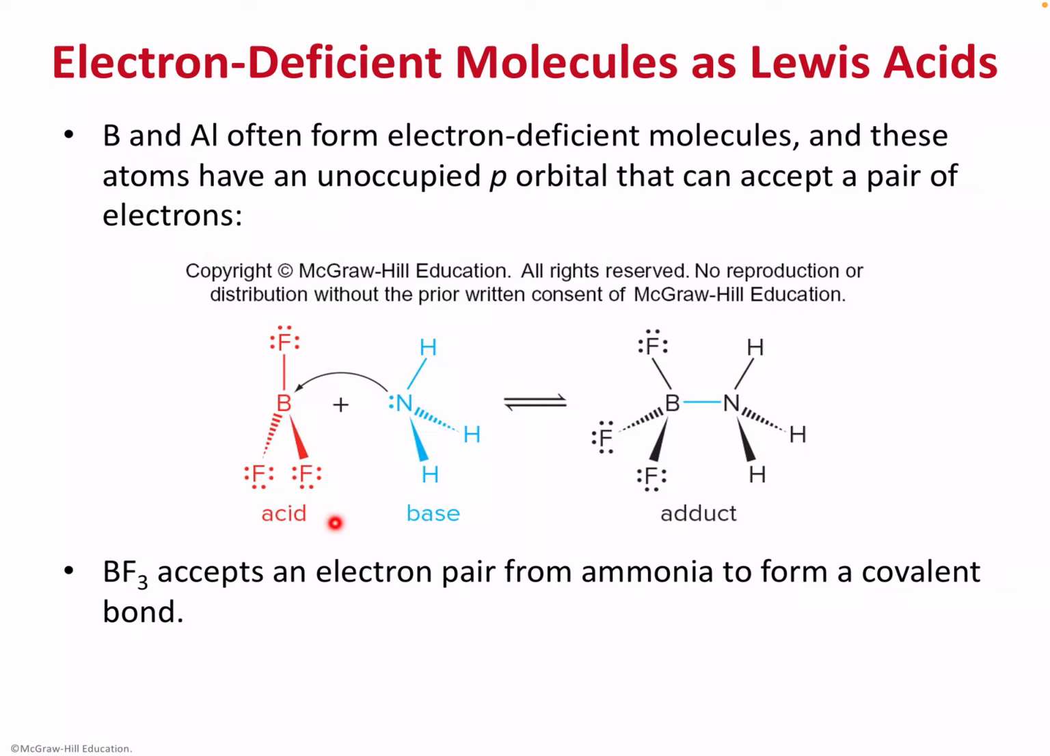Here you can see BF3, boron trifluoride, is going to be your acid, and the base is going to be ammonia with a lone pair. The base gives its lone pair of electrons to boron. Boron has a vacant, unoccupied p orbital, so it can accept these 2 electrons and form a covalent bond, and we call the product an adduct. So the base is ammonia and the acid is BF3.